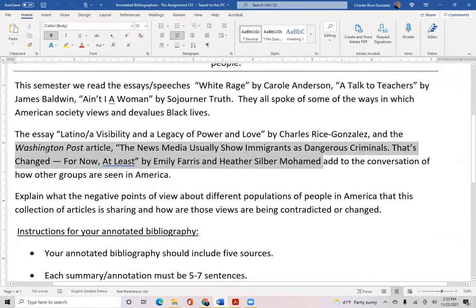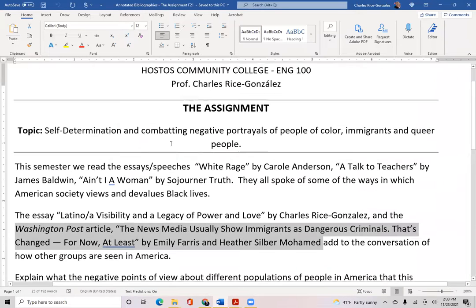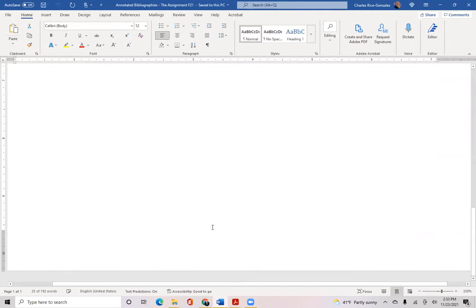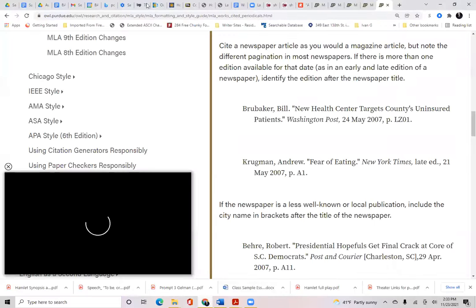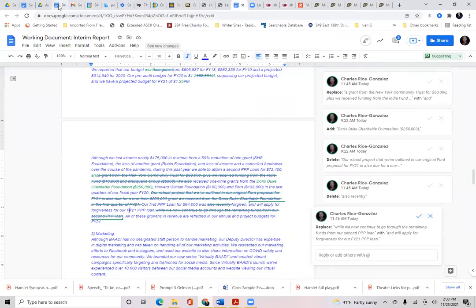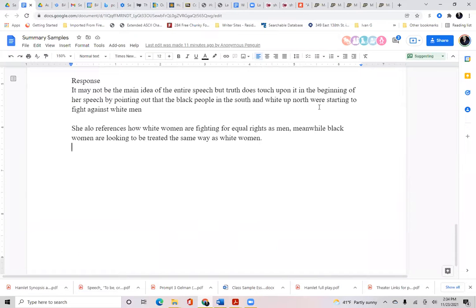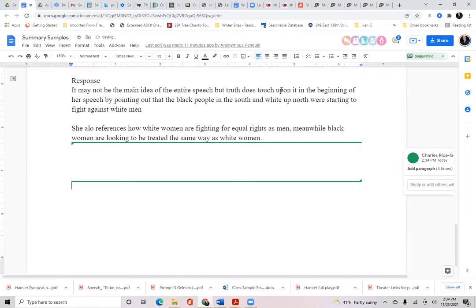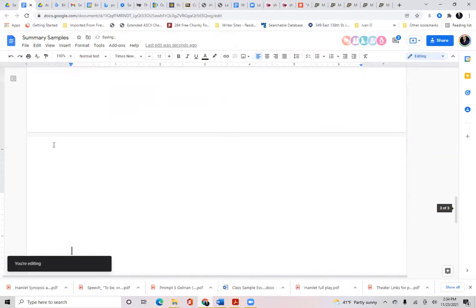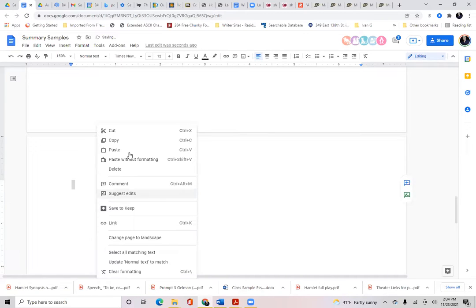from the Washington Post, I want to copy this, and I'm going to maybe even go into that Google doc for a minute, since that's kind of like a working document here in the class. That's not it. That's not it. That's it. So I'm just going to create a little space down here. I'm going to go out of suggesting mode and into editing mode, and I'm going to paste.